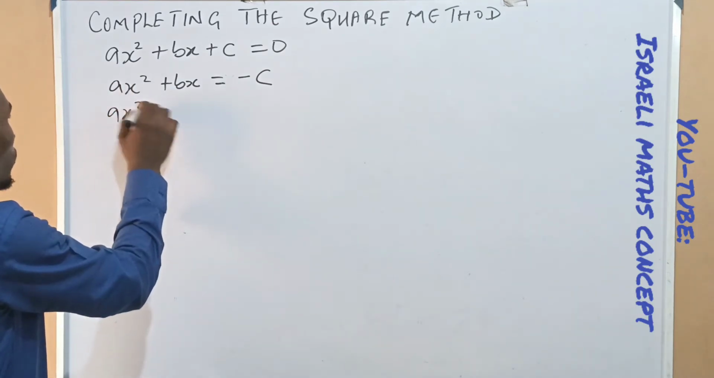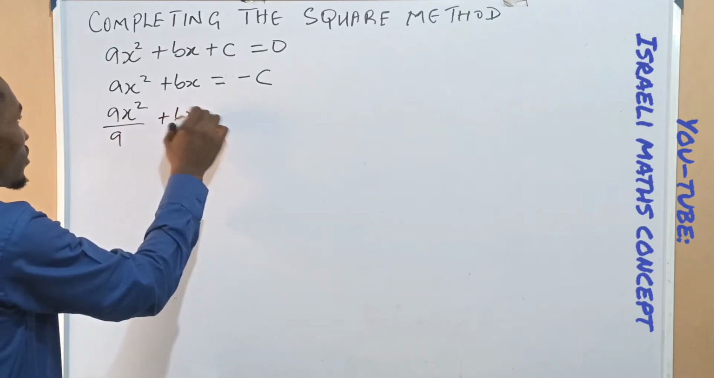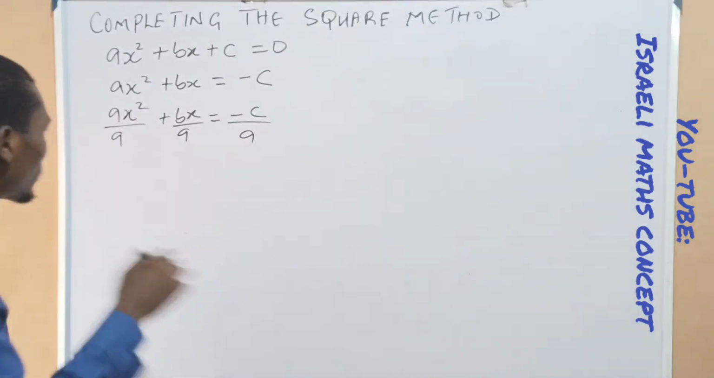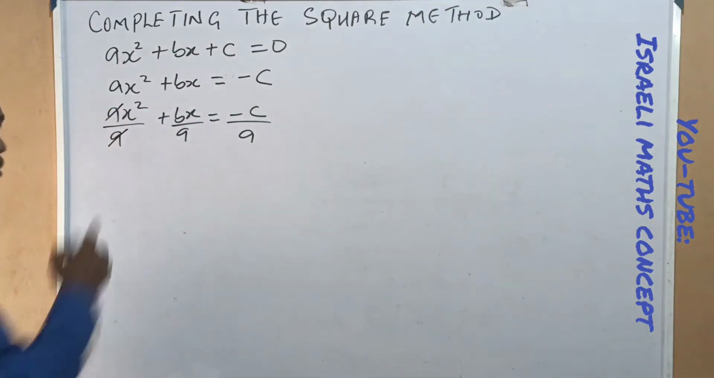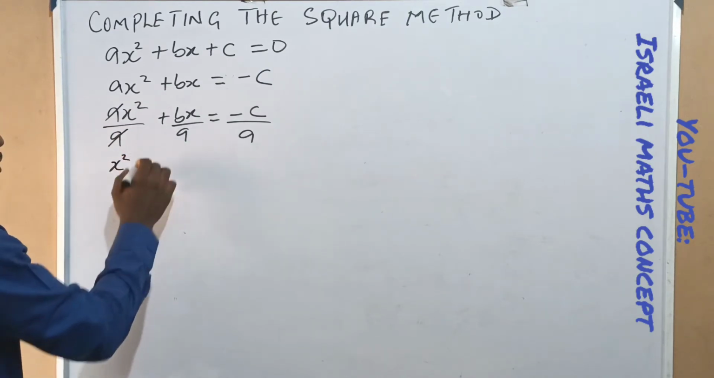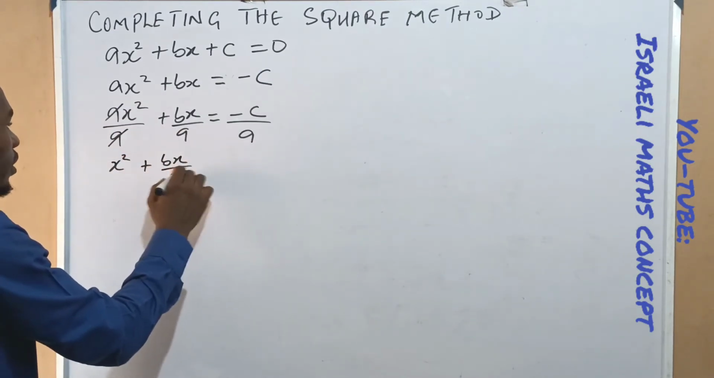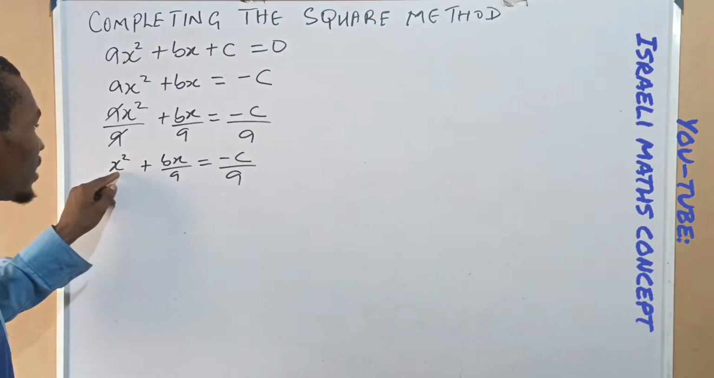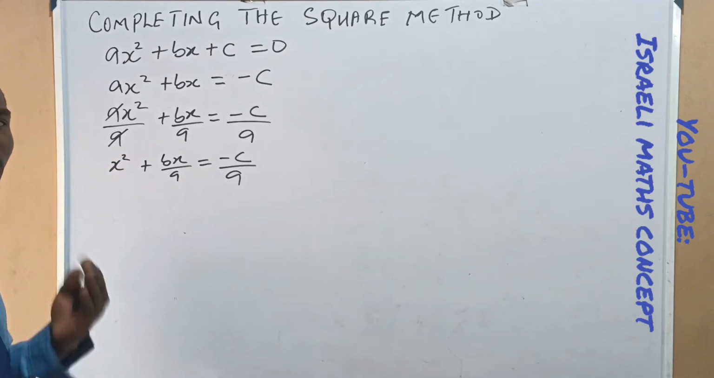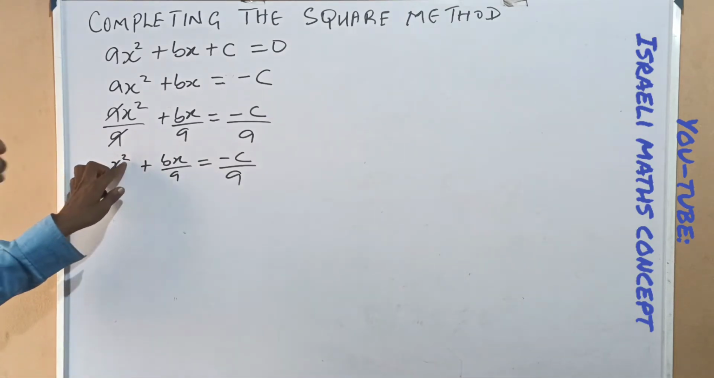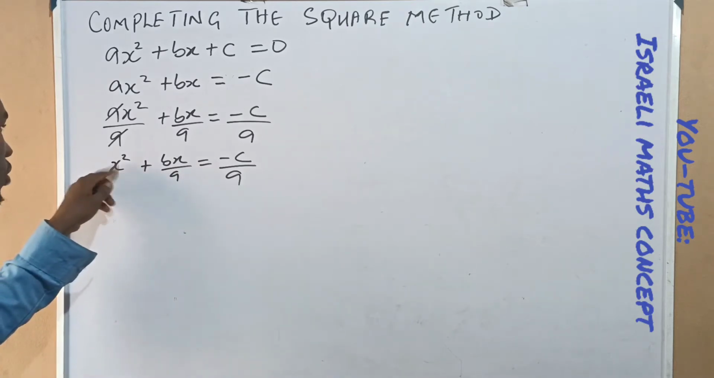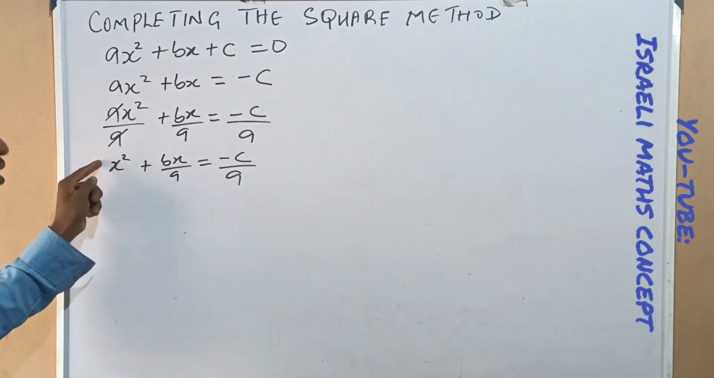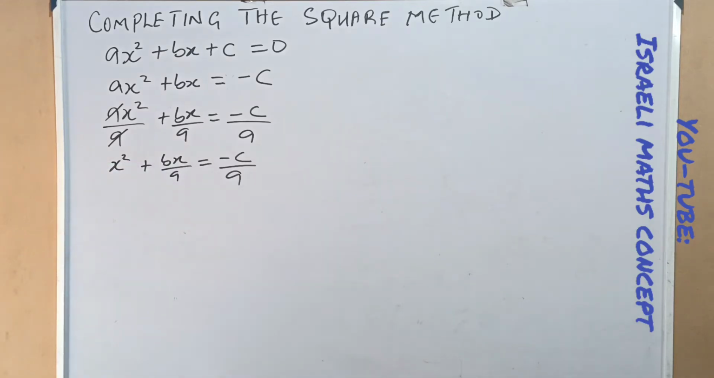Hence we have ax squared all over a plus bx all over a is equal to negative c all over a, such that a will cancel out a and we are left with x squared plus bx all over a is equal to negative c all over a. Remember, we've succeeded in making x squared become unity, and I said prior that to make x squared become unity means making the coefficient of x squared become 1, and obviously the coefficient of x squared here is 1. Then what is another step we have to take?